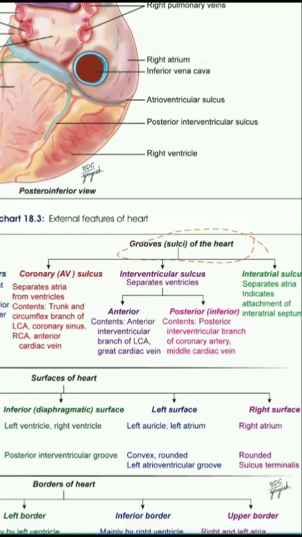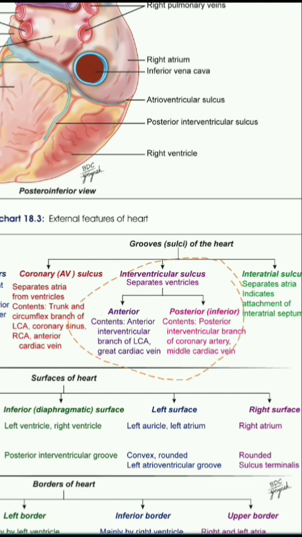If we see the grooves of the heart, we see coronary sulcus, interventricular sulcus, interatrial sulcus. Coronary sulcus separates the atria from the ventricles. Its contents are trunk and circumflex branch of left coronary artery, coronary sinus, right coronary artery, anterior cardiac vein.